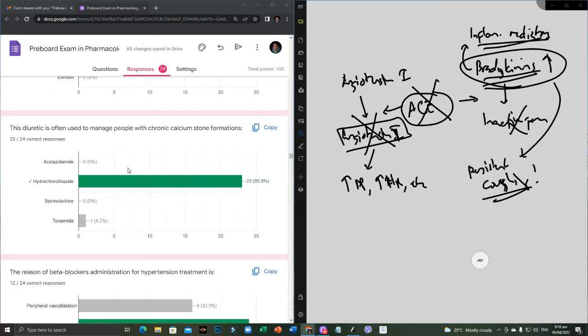This diuretic. Okay, so this diuretic is often used to manage people with chronic calcium stone formation. So very good. Everybody knows this. It's hydrochlorothiazide. Because class, it can spare calcium. So the tendency is calcium stays in the blood and not in the kidneys. Okay, so as long as calcium is not in the kidneys, then we prevent calcium stones from growing any further.